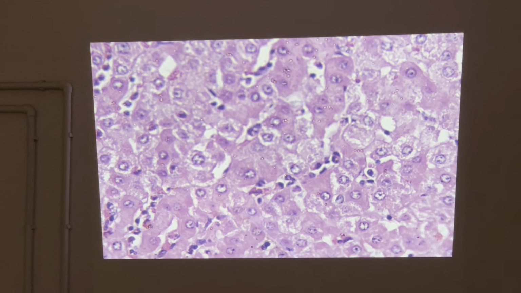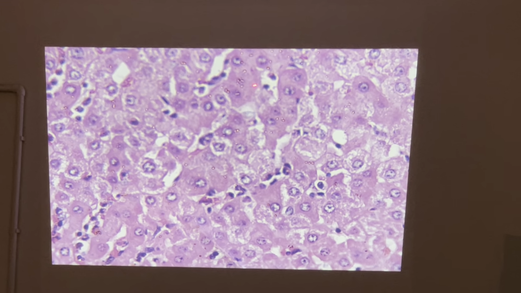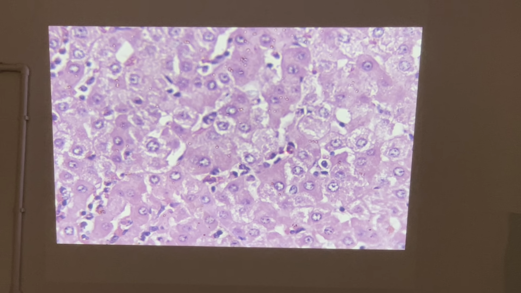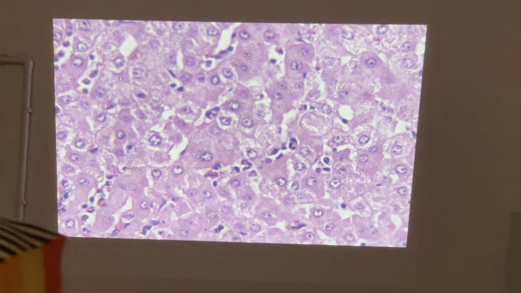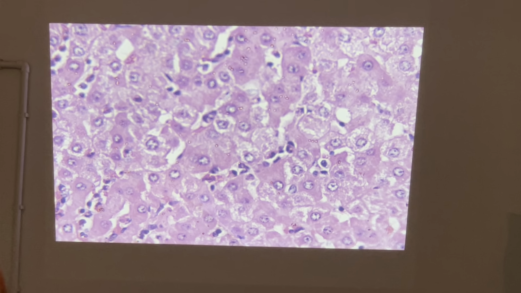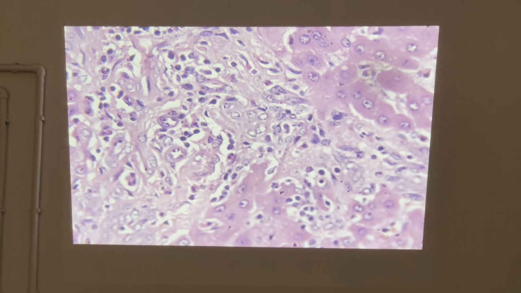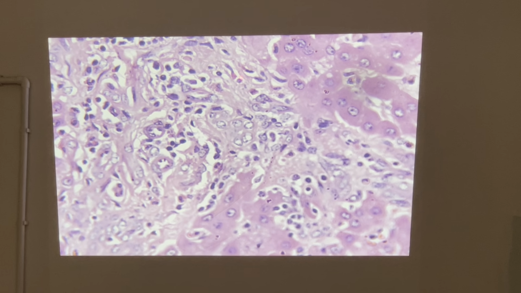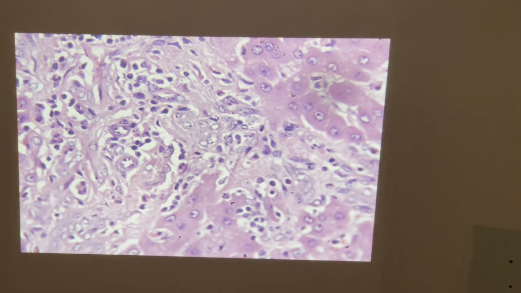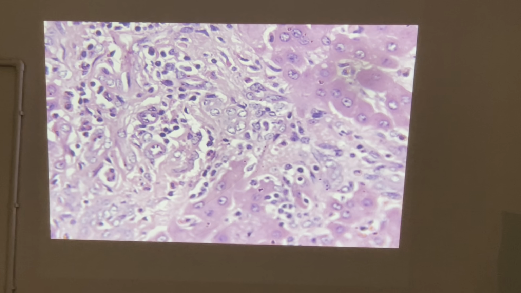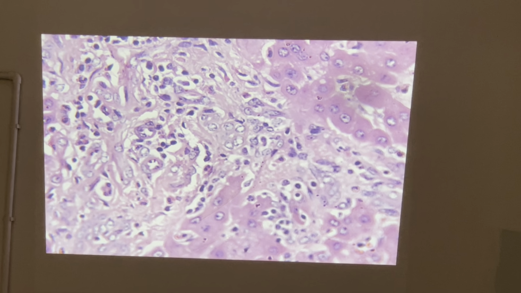Also, inside the liver parenchyma, we have an infiltration of what? Of the chronic inflammatory cell. There is a chronic inflammatory cell inside the liver parenchyma and also inside the portal area, plus the fibrosis in the portal area. Should I say what? Just only chronic hepatitis?